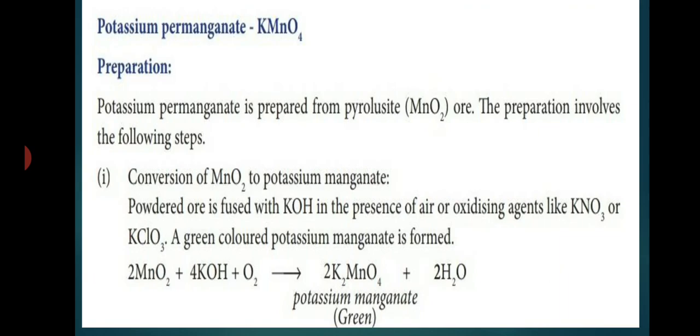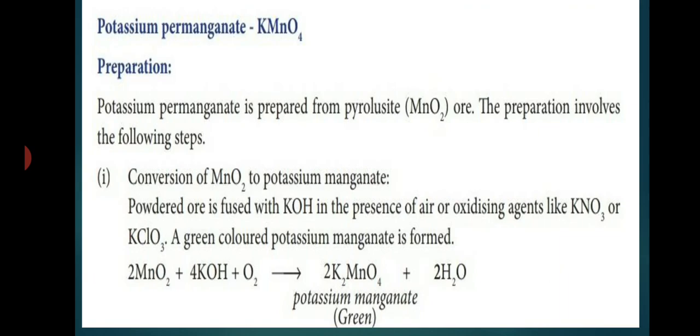Pyrolusite contains manganese dioxide, MnO2. So the first step is conversion of manganese dioxide into potassium manganate. Here the ore is powdered and fused with potassium hydroxide in presence of air, or by using oxidizing agents like potassium nitrate or potassium chlorate. We get green colored potassium manganate in the first step.